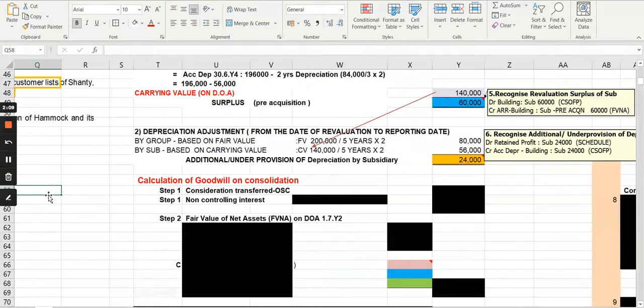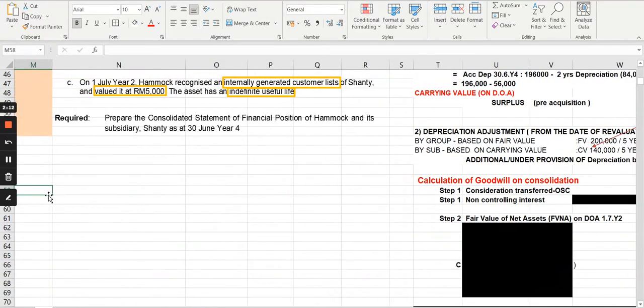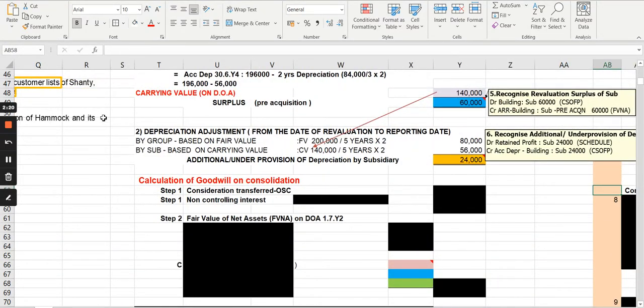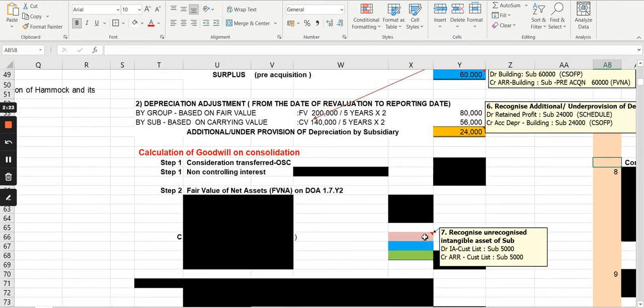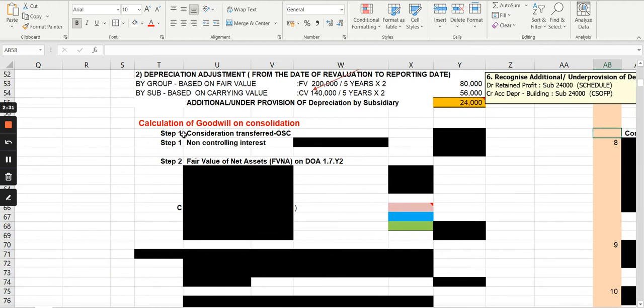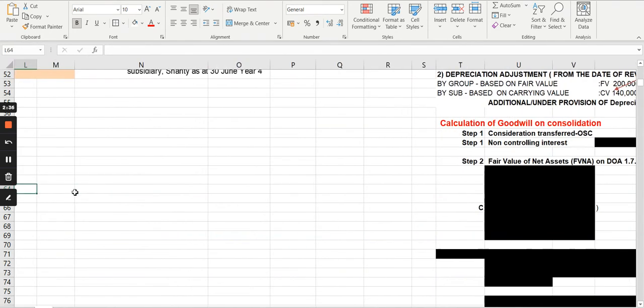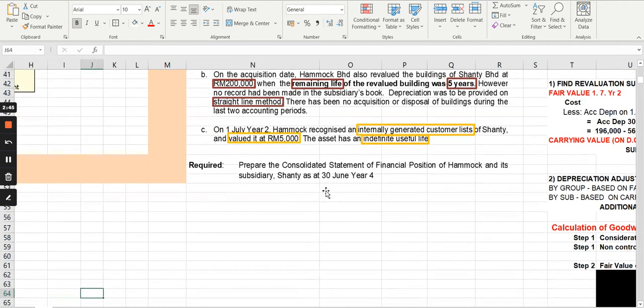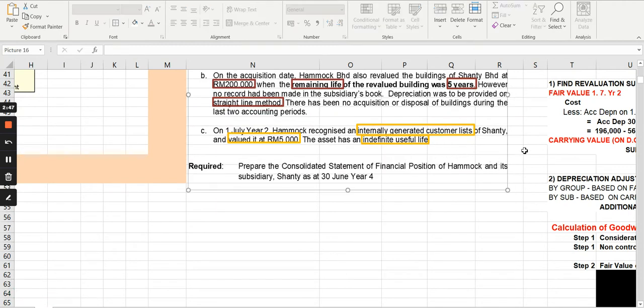So what I'm going to do now is to do part C. So to recognize that this is an internally generated customer list. When you recall, internally generated customer list shouldn't be recorded. However, this is through business combination where you are doing the consolidation. So I'm going to show you the impact of that in fair value of net asset, because this will give rise to the so-called asset revaluation reserve relating to customer list, which is an intangible asset now.